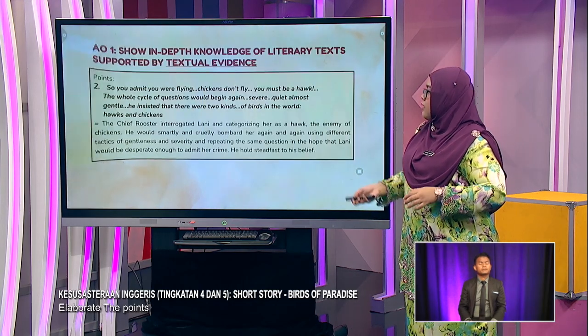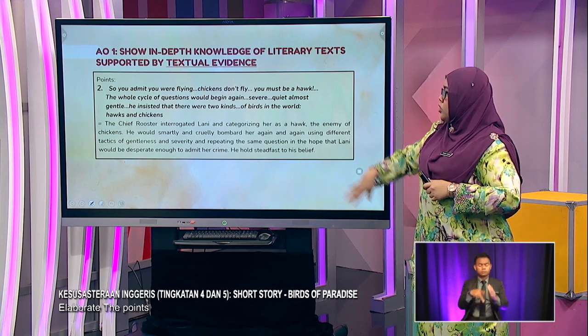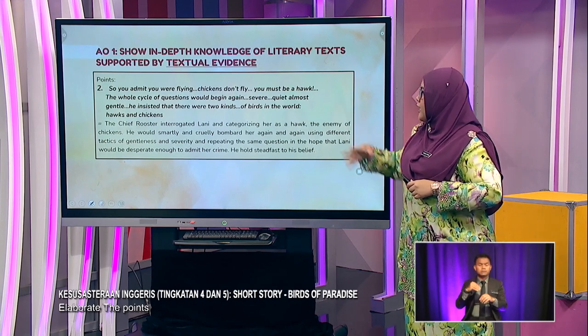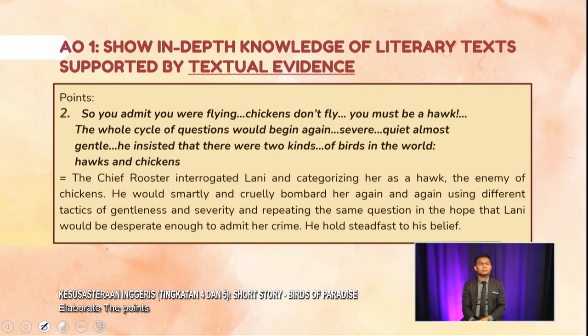And then, let's look at the points and evidence from the chief rooster. So the chief rooster was saying, admission of flying, chickens don't fly, you must be a hawk. The whole cycle of questions would begin again and again. These are words from the passage. Use them as your evidence. And when you want to analyze it, when you want to elaborate it, this is one of the sample answers.